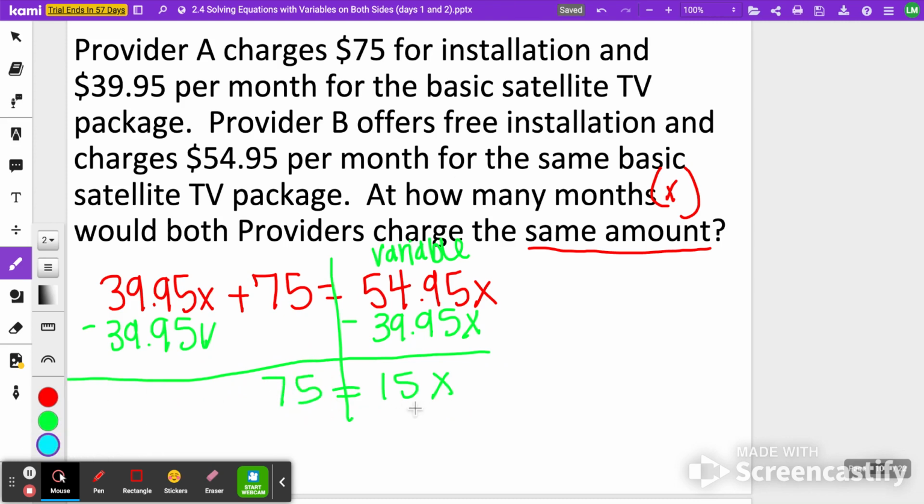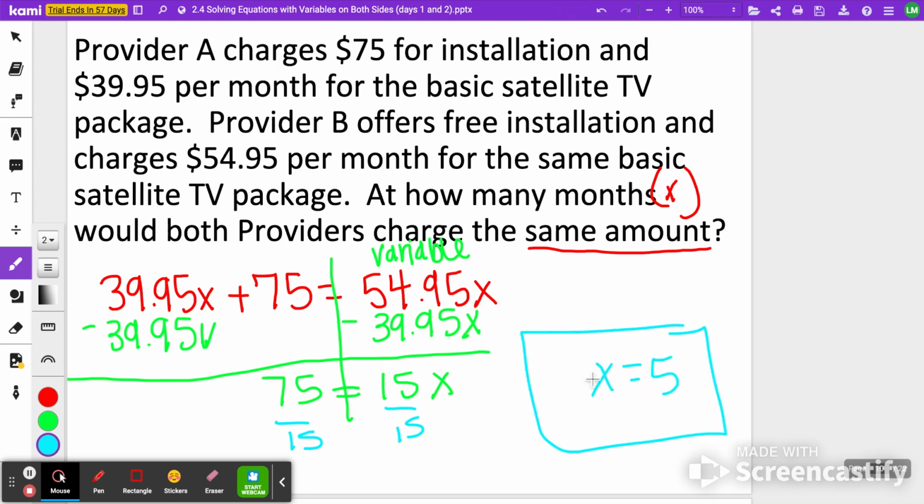Final step, dividing both sides by 15. 75 divided by 15 is equal to 5, so after 5 months, they'll be the same amount. That's going to conclude our lesson for today.